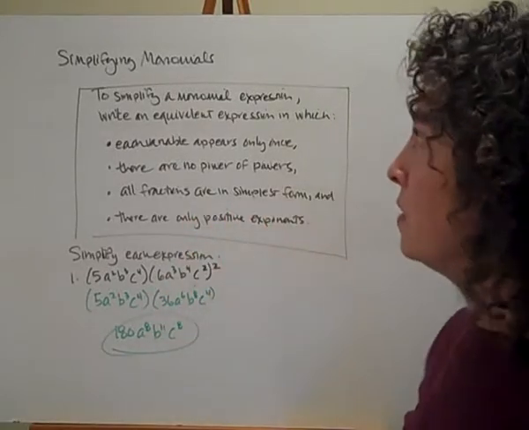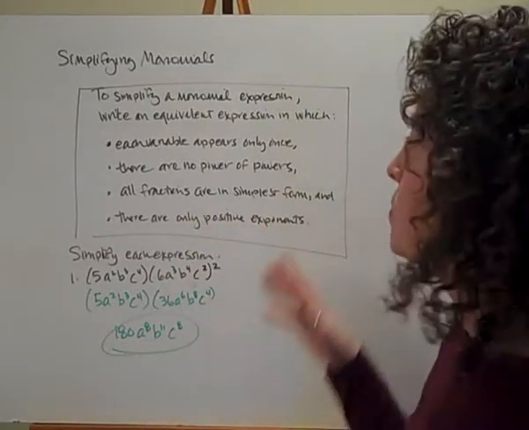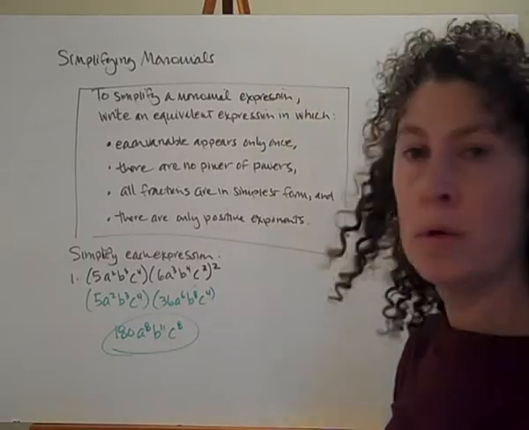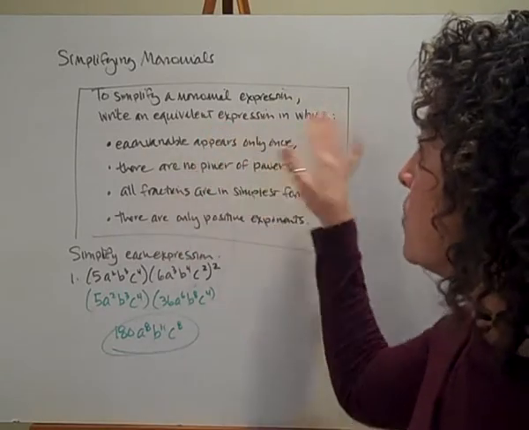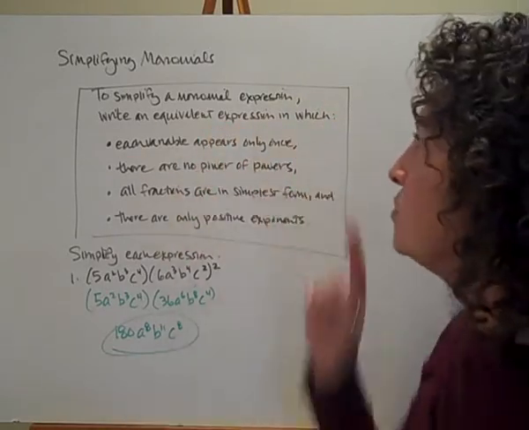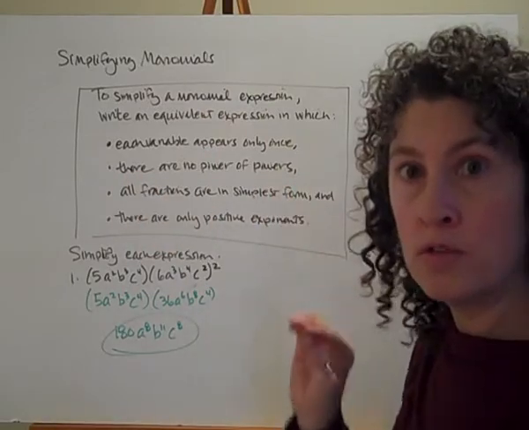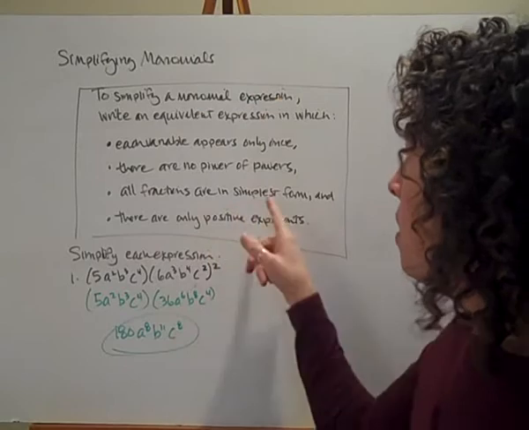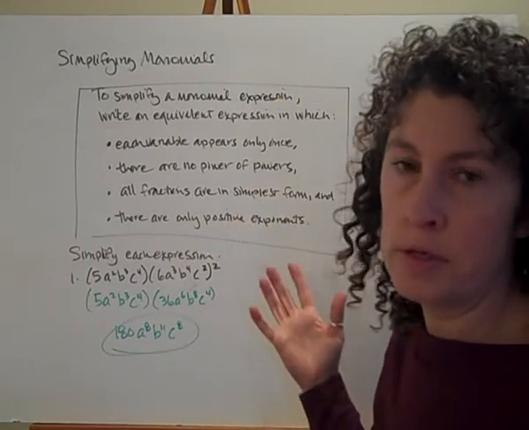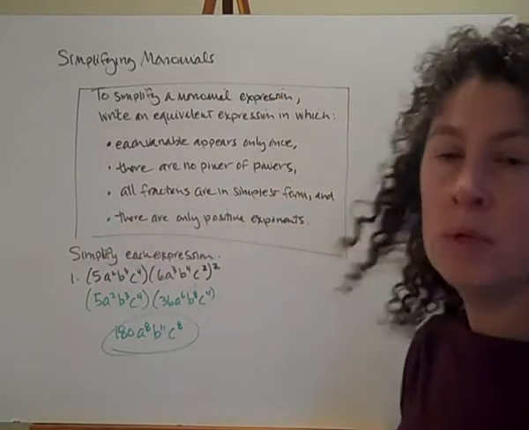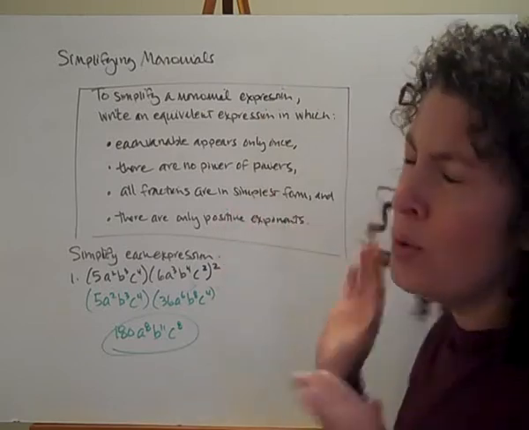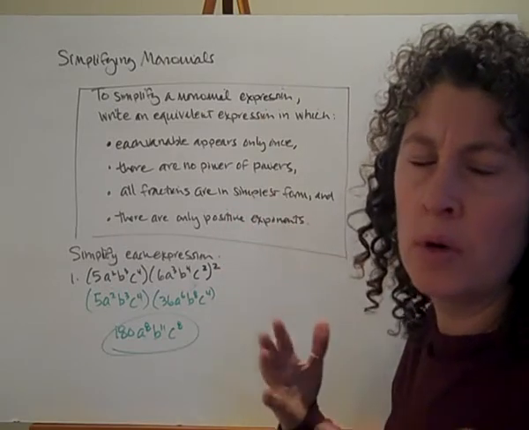Simplifying monomials. All right, so here's the four basic rules when we do this. To simplify a monomial expression, write an equivalent expression in which 1. Each variable appears only once. 2. There are no powers of powers. 3. All the fractions are in simplest form. That's always the case. And 4. there are only positive exponents. So we won't see any negative exponents for now, but don't worry, they'll show up eventually.